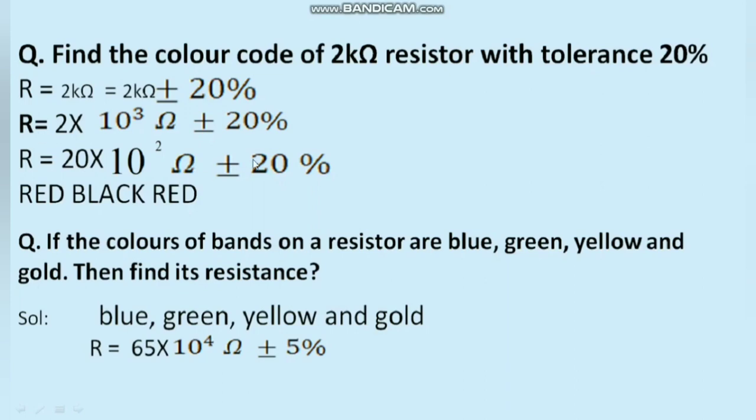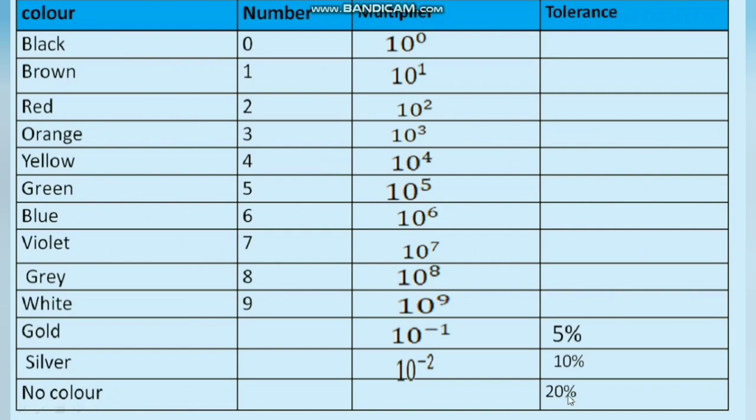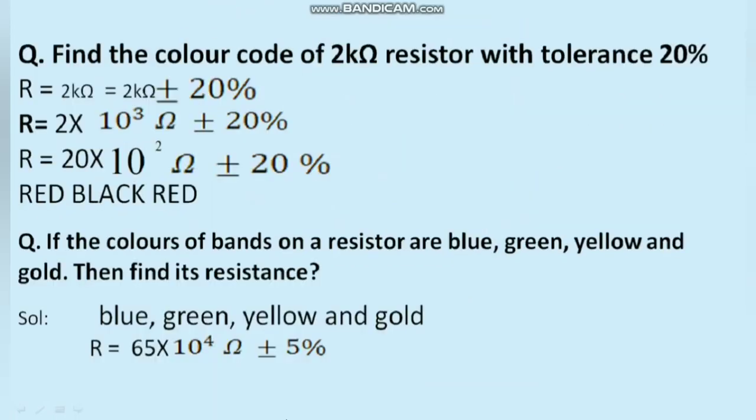And the next, this is the tolerance. 20% tolerance. For 20% tolerance, there is no color. That means the fourth color is not present for this. Right? This is how to write the color code of a certain resistor. Here they gave the resistance value, and we have to find out the color code. And in the next case, they gave the color code.